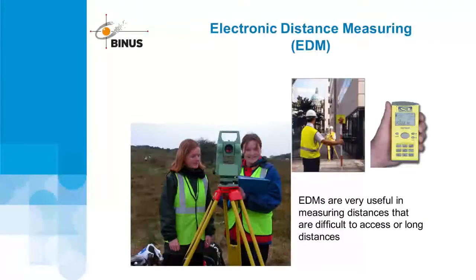Nowadays, there is a lot of modern surveying equipment used in construction projects to ease the work. Some of the modern equipment are EDM, Electronic Distance Measuring Device, Total Station, and GPS, Global Positioning System. An EDM is very useful in measuring distances that are difficult to access or long.